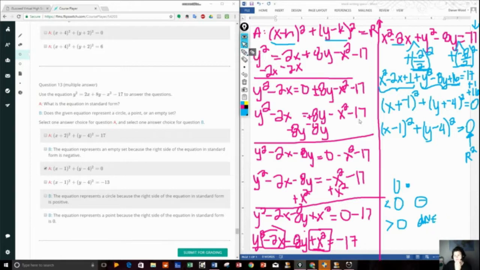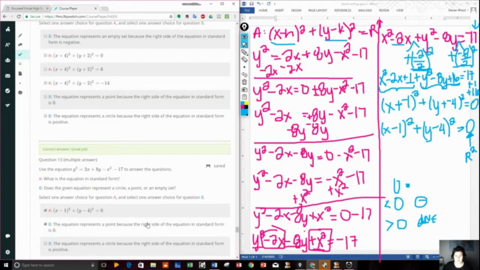Okay, so then, well, it's equal to 0, so that means I have no distance, I have no radius, so it is a point. So the equation represents a point because the right side of the equation in standard form is 0. We're going to submit that for grading.